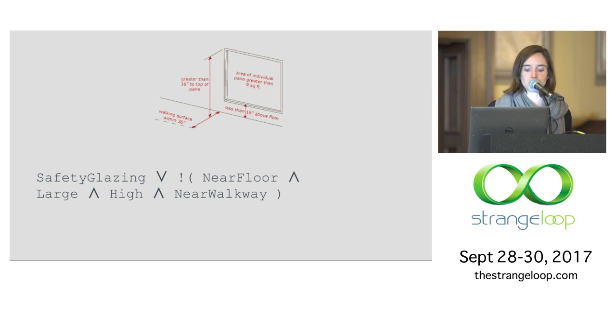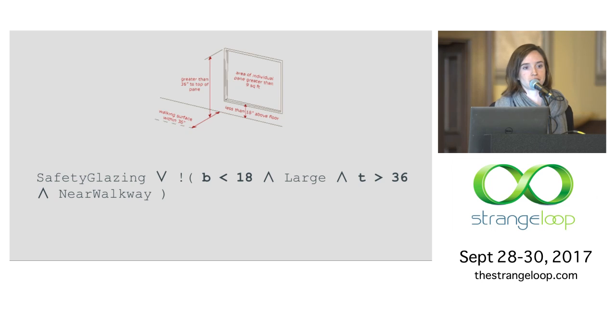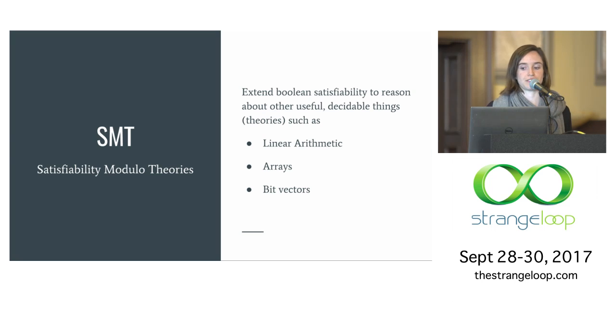In particular, near floor and high are both inequalities, right? SAT doesn't know how to reason about these symbols, like B less than 18 or T greater than 36, but we have other algorithms that are able to efficiently reason about these types of theories. So how can we extend Boolean satisfiability to reason about other useful decidable things? This is what we call satisfiability modulo theories. The atoms in our satisfiability formula are no longer just Boolean variables, but predicates from other theories like linear arithmetic or arrays or bit vectors.